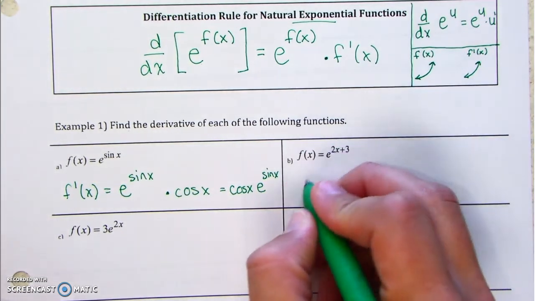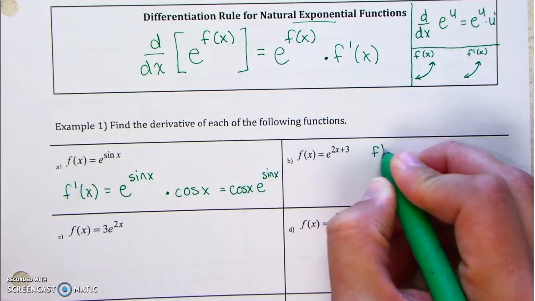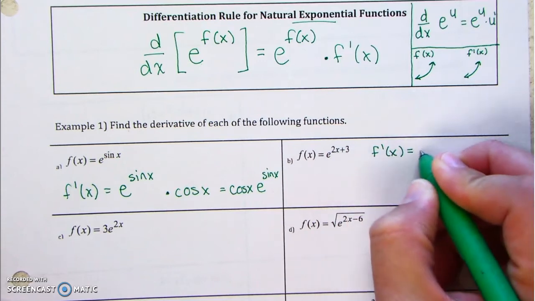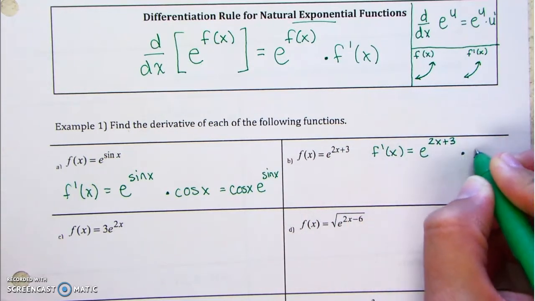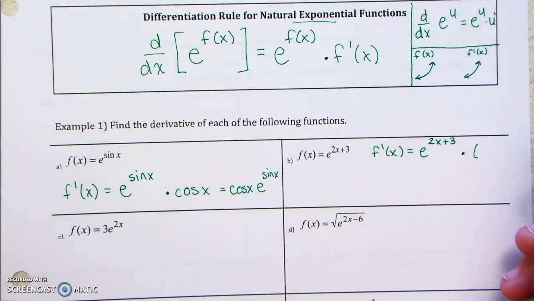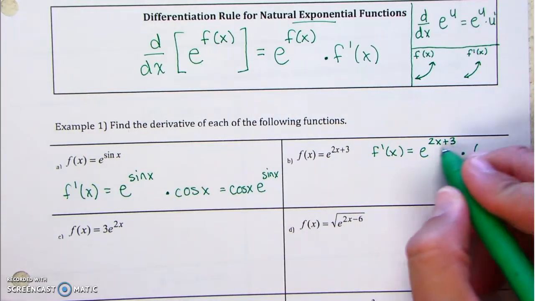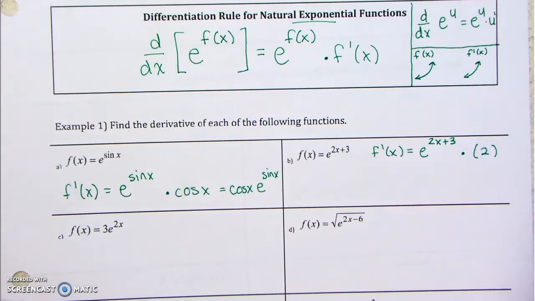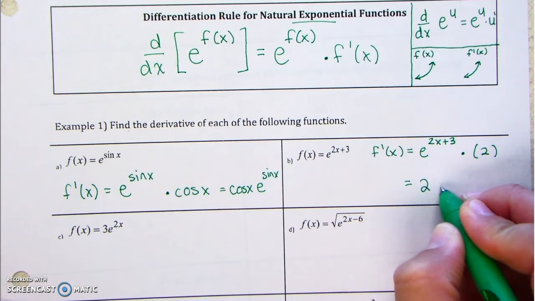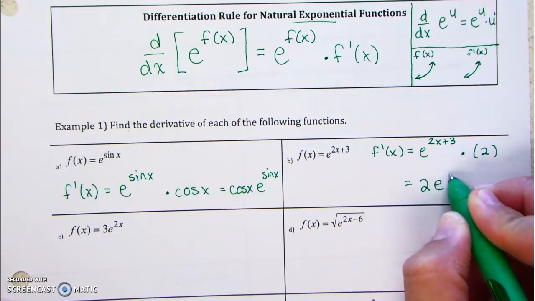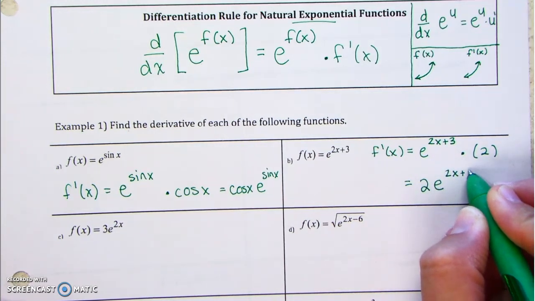B. Ready? F prime will equal e to the u prime. e to the u, that stays the same, times the derivative of 2x plus 3. So the derivative of 2x plus 3 is 2. Simplify by bringing the 2 in front of the e. 2 times e to the power of 2x plus 3.